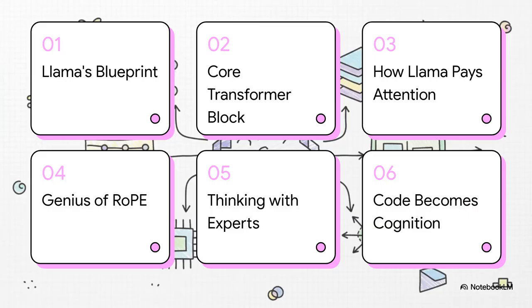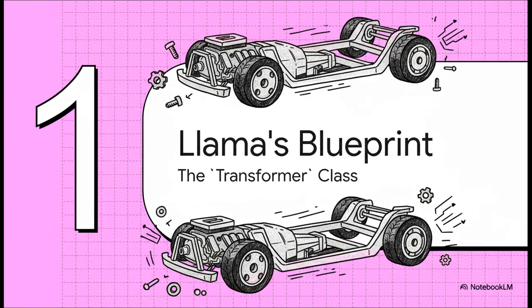Here's the game plan for how we're going to deconstruct this thing. We'll start big picture with the overall blueprint. Then we'll zoom in on the most important parts, the core units that do all the work, how it pays attention, how it understands word order, which is so cool, and how it uses a team of experts to think efficiently. And then we'll put it all back together and see how this code really does become a kind of cognition.